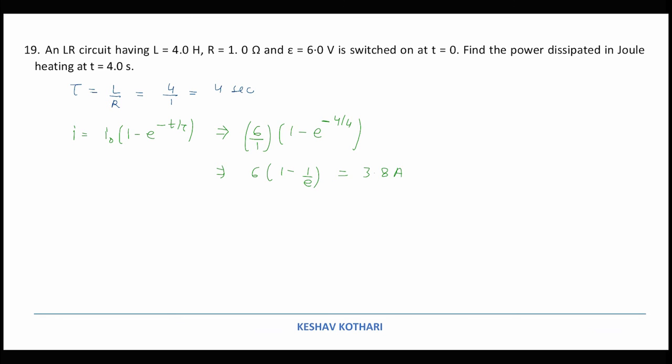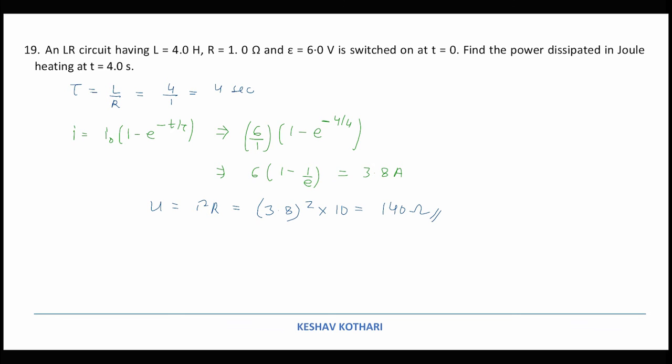Now the question is asking to find the power dissipated in joule heating at t equal to 4 second. So we are calculating it as I square R. The value of energy dissipated is equal to I square R, and we are writing it as 3.8 whole square into R, which is equal to 10, and the expression is roughly equal to 440 ohm.